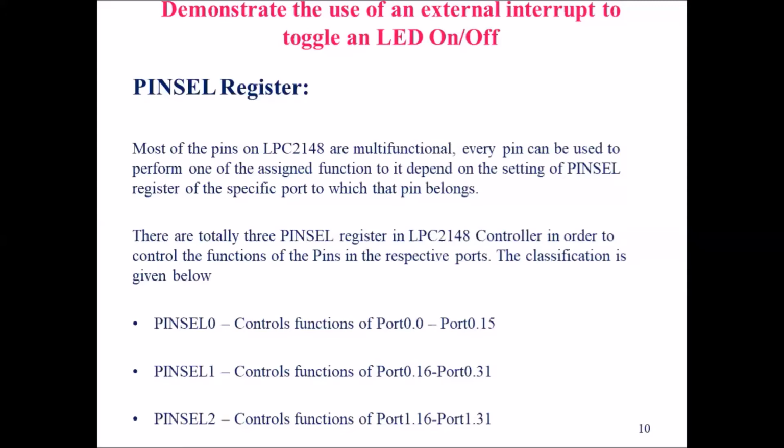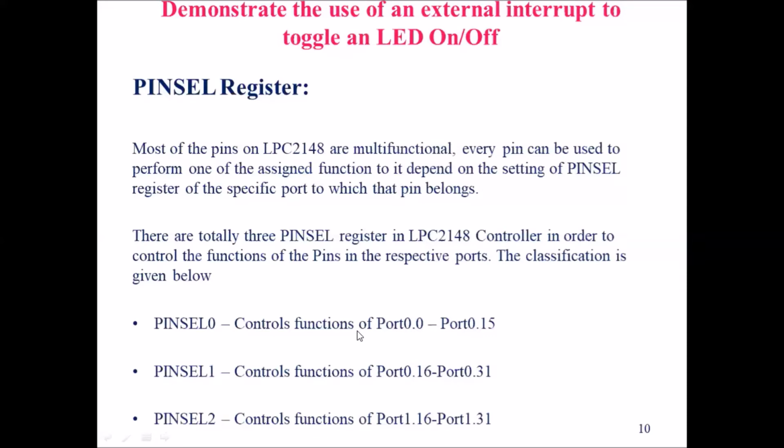So the classification is given below. There are 3 pin select registers: pin select 0, pin select 1, and pin select 2. As you know, there are 64 pins, divided into 2 ports, port 0 and port 1. The first 32 pins come under port 0, and the next 32 pins come under port 1. The first 32 pins under port 0 are again divided between 2 pin select registers. The first 16 pins are associated with pin select 0, which is used to control the functions of P0.0 to P0.15, the first 16 pins in port 0. Next, pin select 1.